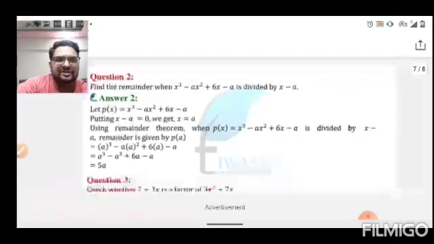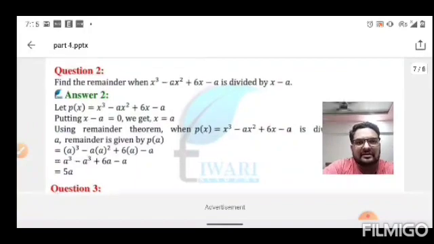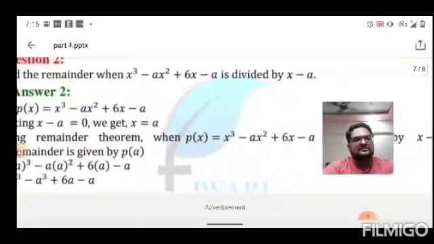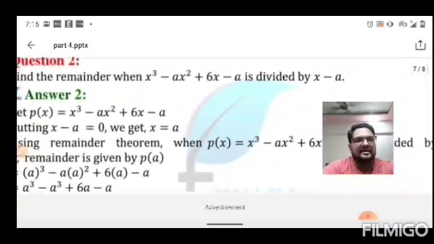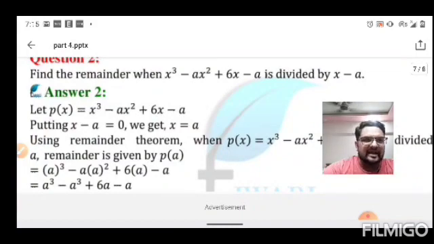Here is question number 2, that is, find the remainder when x cube minus ax square plus 6x minus a is divided by x minus a. Same way, here the dividend is x cube minus ax square plus 6x minus a, and the divisor is x minus a. So x minus a is equal to 0, therefore x equals a.